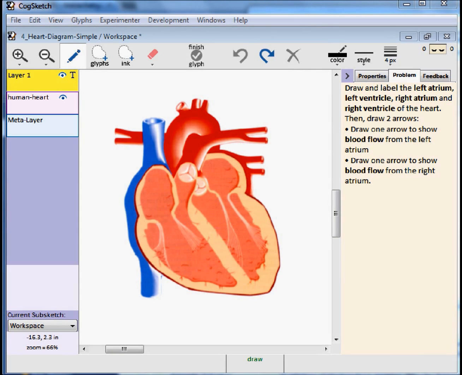This demo shows how sketch worksheets can be used in a heart diagram exercise. The problem statement on the right-hand side of the sketch instructs the student to draw and label the four chambers of the heart, and to draw arrows representing blood flow from the right atrium and from the left atrium. To complete the worksheet, the student sketches on the background image.